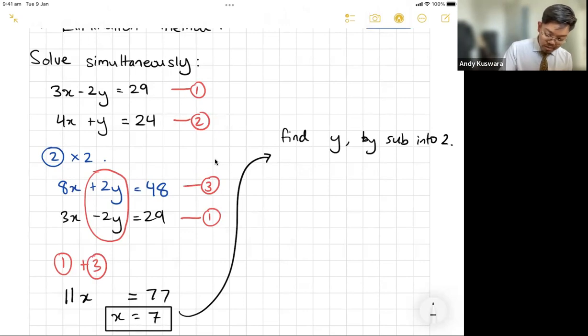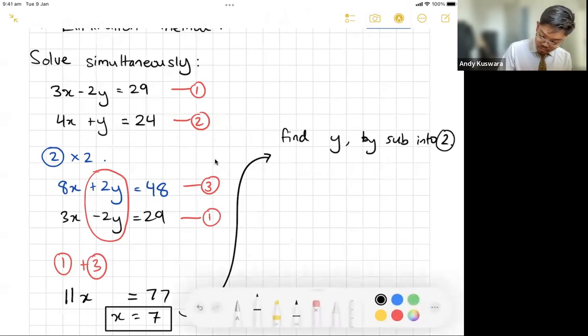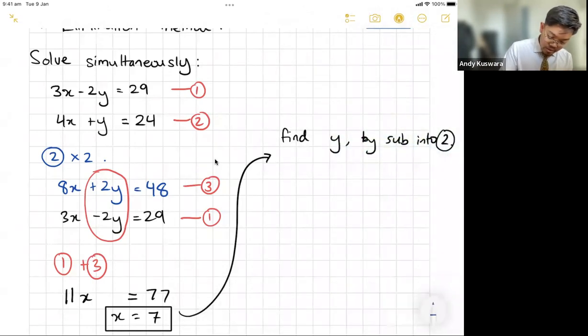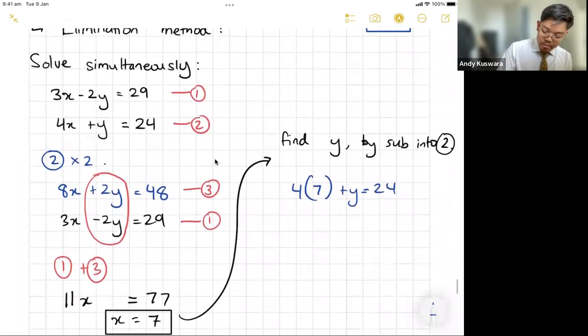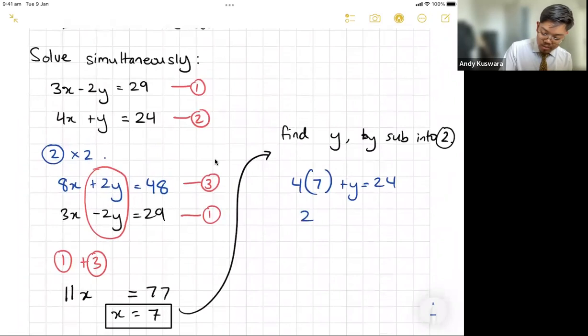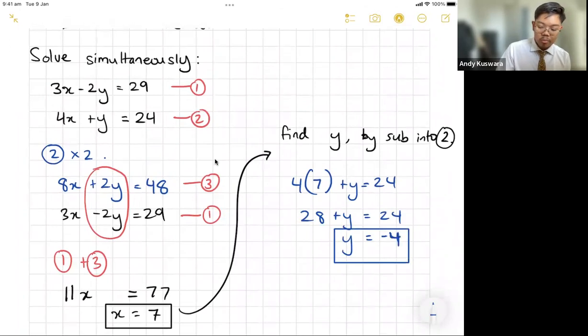Okay, so we found what x is. Let's substitute into this one, equation number 2. And I can see here, equation number 2 looks a little bit like this. 4, and instead of writing x, I'm going to write 7, plus y equals 24. And from here, all I'm going to do is 4 times 7 is 28, plus y equals 24. And then I'm going to solve for y, and I'm going to do that by minusing 28 from both sides. So I can see here that y should just be -4 because 24 minus 28 is -4.